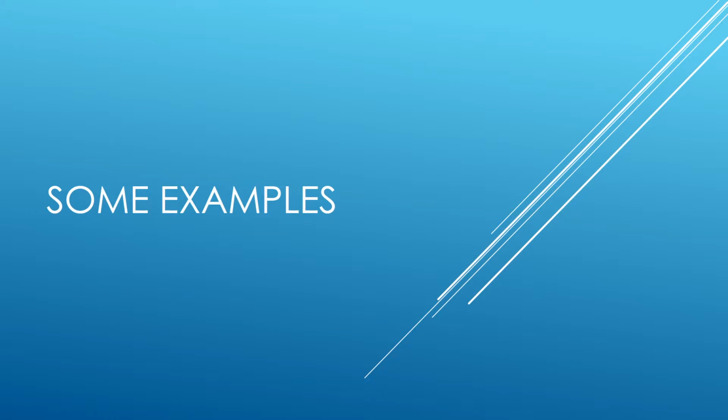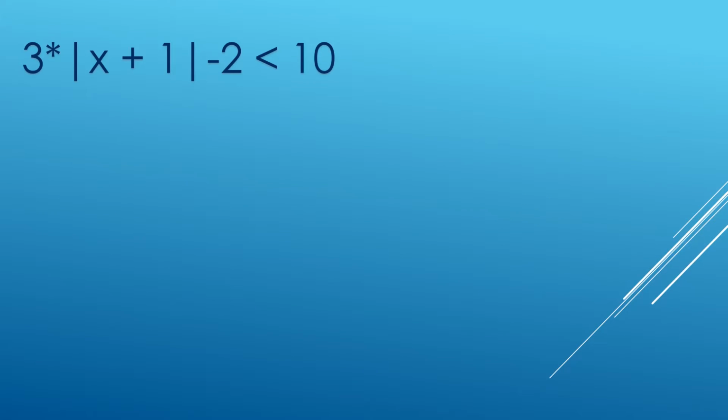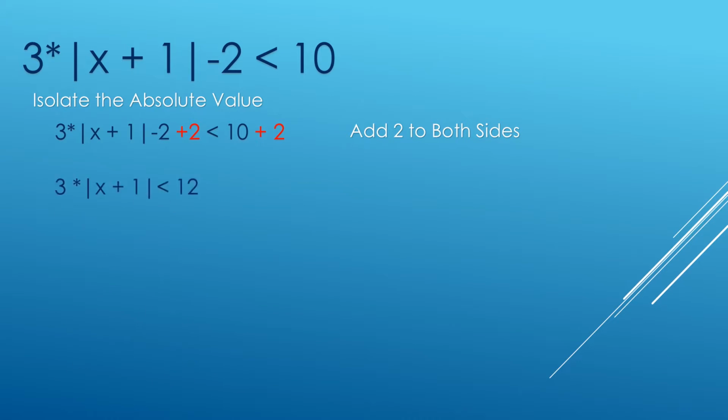Great. Now let's take a look at some examples. All right, our first example, 3 times the absolute value of x plus 1 minus 2 is less than 10. Okay, so the first thing we always have to do is isolate the absolute value bars. To do that, we want to add 2 to both sides. Okay, and when we simplify that, we have 3 times the absolute value of x plus 1 is less than 12.